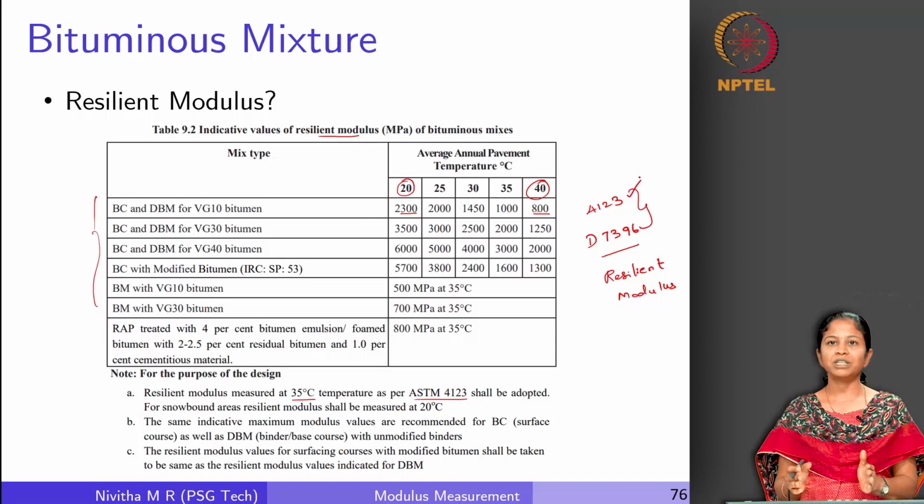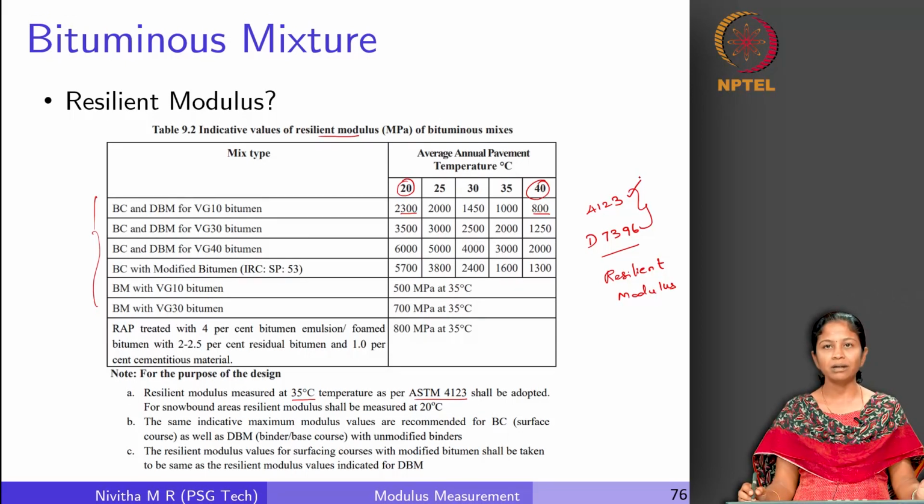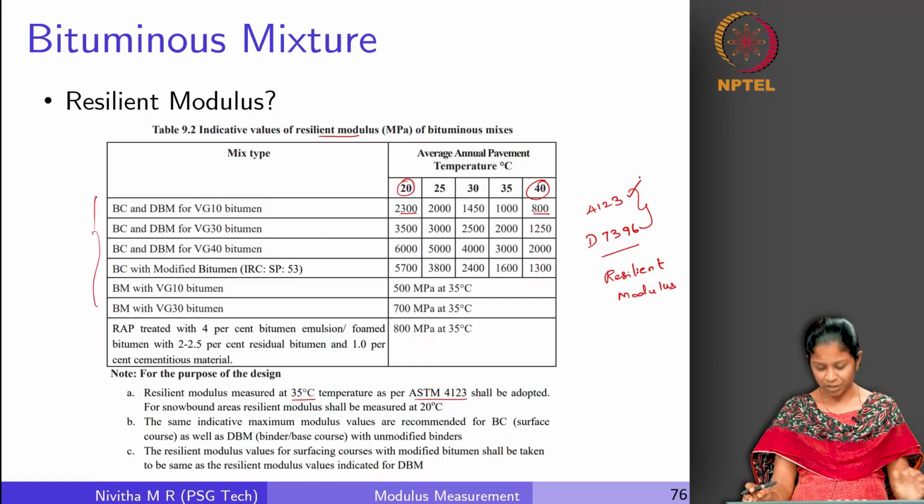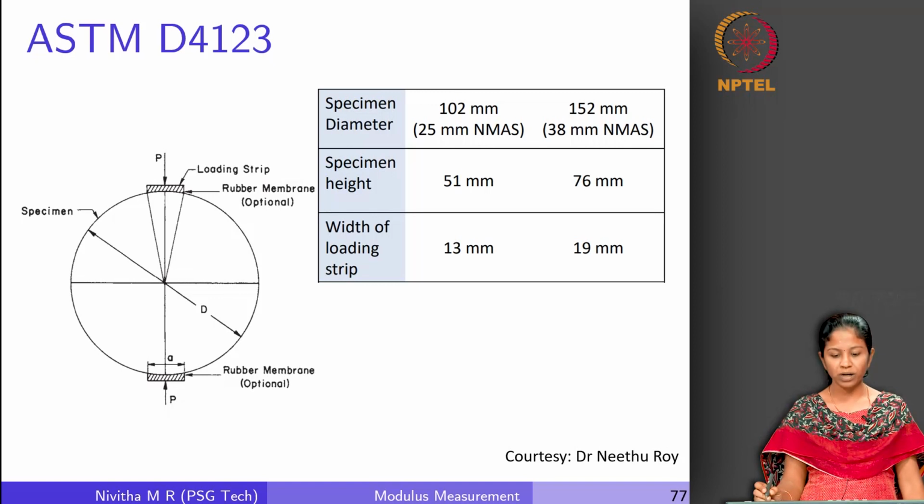The detailed version of this measurement procedure is available in that particular lecture. However, for the sake of completeness for this particular course, I will be briefly going through the content given in D4123. Again, I will be borrowing some of the content that she has already explained just to maintain uniformity of terminologies across both the lectures. Now, let us look into the procedure given in ASTM D4123.